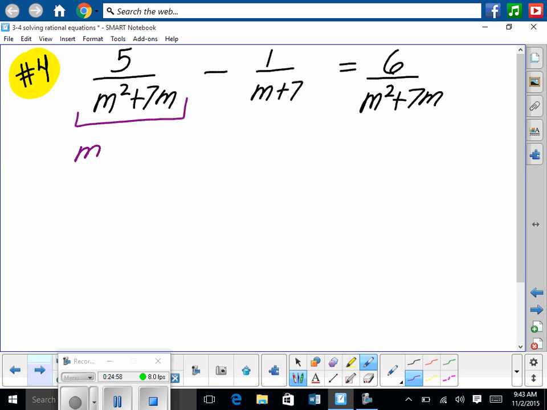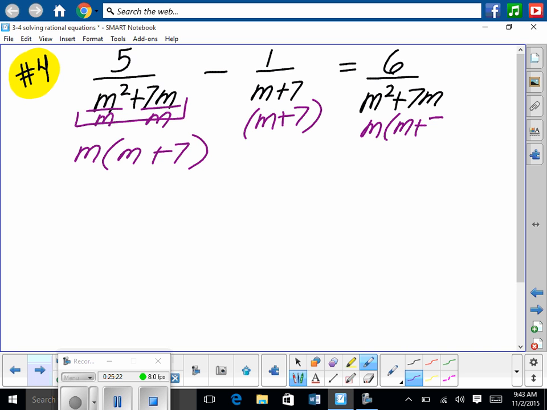An m, right? So let's factor out an m. Well, what's left? Divide each thing by m if you must. M squared divided by m becomes an m. Positive 7m divided by m is 7. So I factored that. Now I'm going to factor this piece, m plus 7, and that's done. Right here we have the same thing. M squared plus 7m, factor out an m. Left is m plus 7.